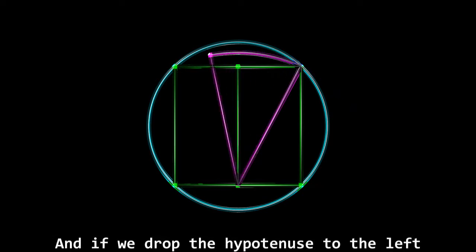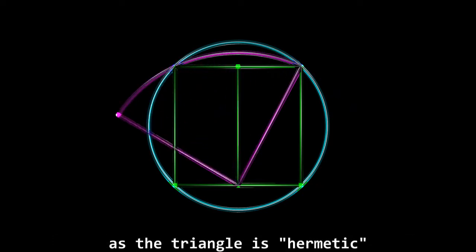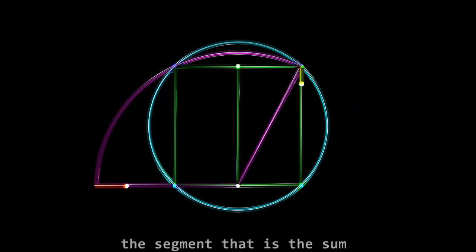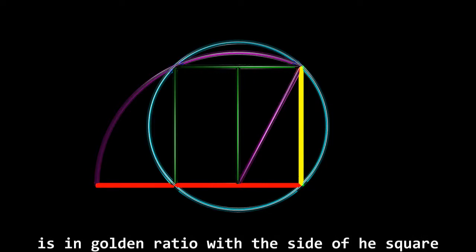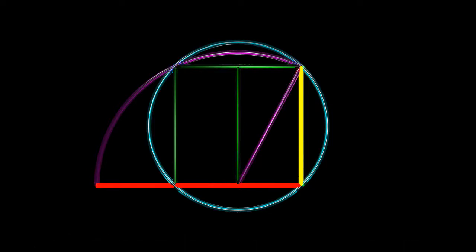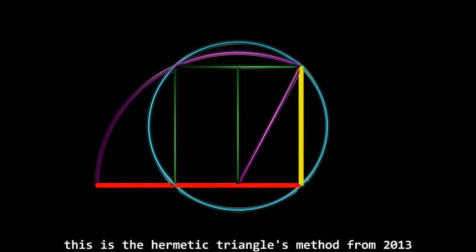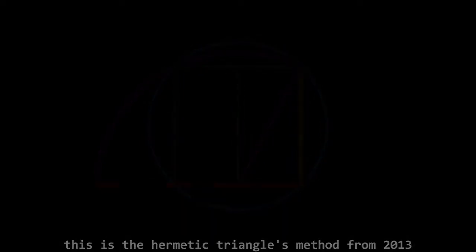And if we drop the hypotenuse to the left, as a triangle is hermetic, the segment that is the sum of the hypotenuse plus half the side of the square is in golden ratio with the side of the square. This is the hermetic triangles method from 2013.